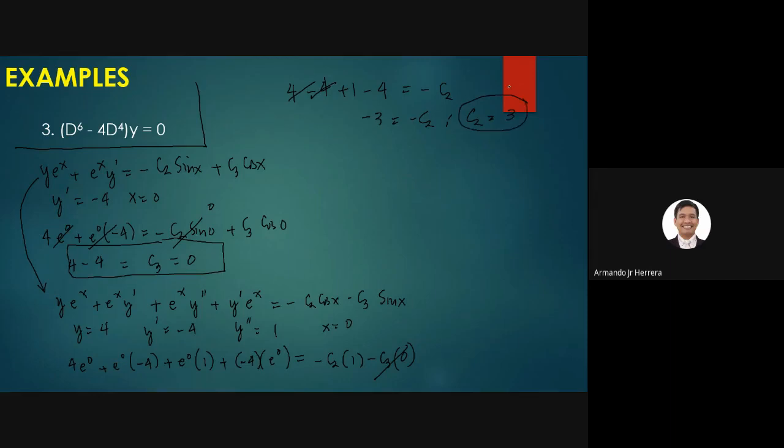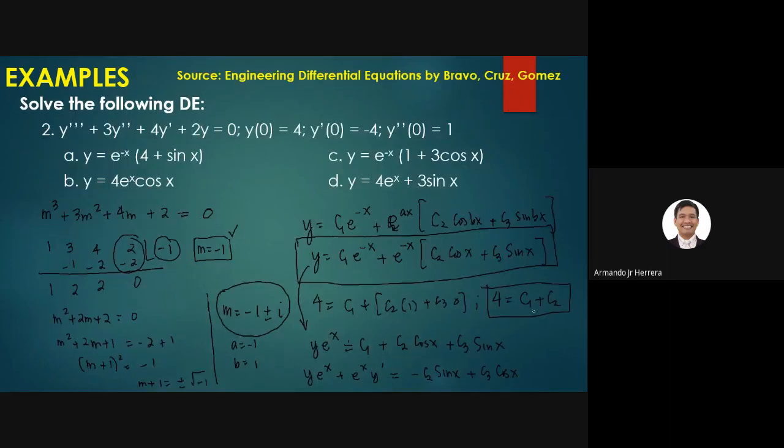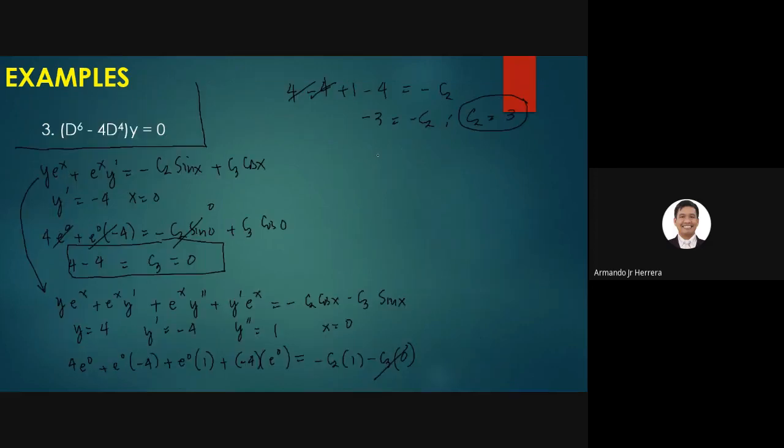If C2 is 3, from equation 1 natin, 4 is equal to C1 plus C2. If C2 is 3, 4 is equal to C1 plus 3. Then C1 is positive 1. So C1 is 1, C2 is 3, C3 is 0.